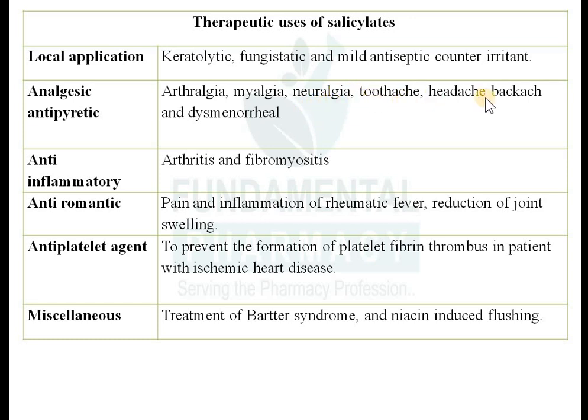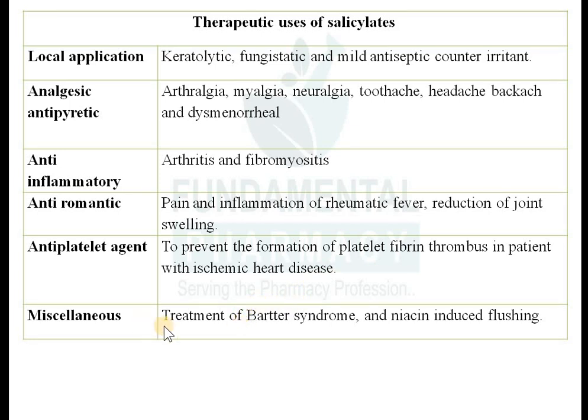Okay. Toothache, headache, backache you will know. Dysmenorrhea. Okay, dysmenorrhea in the woman. Then anti-inflammatory action. It is used as anti-inflammatory in case of arthritis and fibromyositis. It is having also anti-rheumatic action. That's why they are used in the pain and inflammation of rheumatic fever, joint pain. Then it also has an antiplatelet action, so that's why it is used to prevent the formation of thrombus in patient with ischemic heart disease.